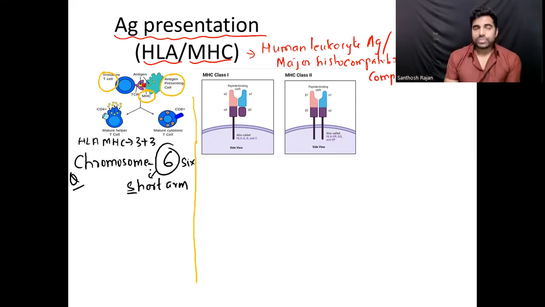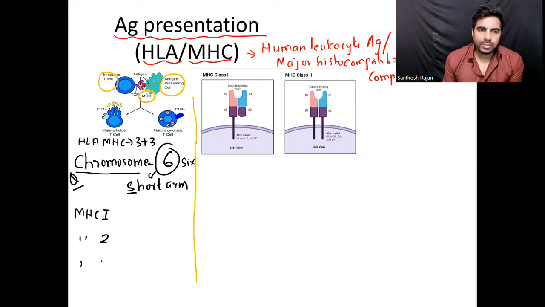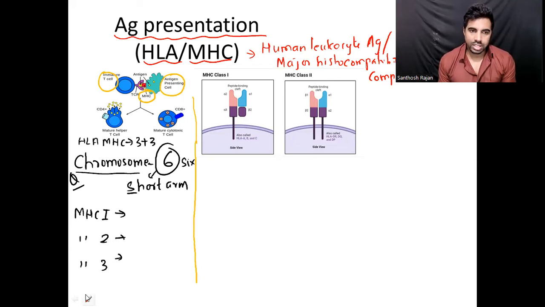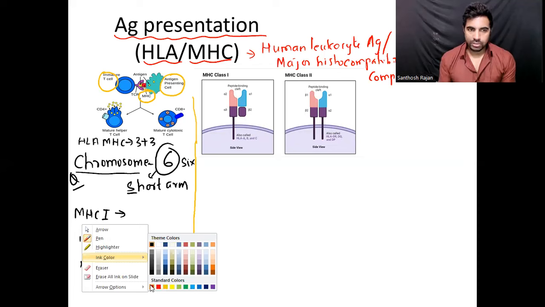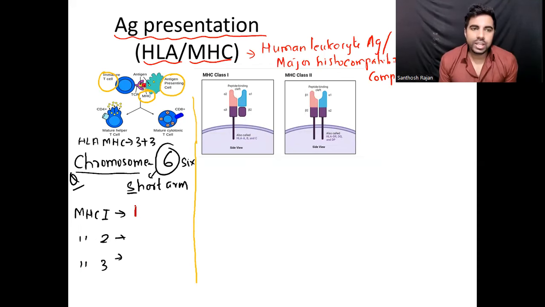In chromosome 6, we have MHC 1, MHC 2, and MHC 3. These are located in different loci. How to remember the loci? For MHC 1, one letter: the loci are simply A, B, C, one letter each. Two should have two letters, so DP, DQ, DR. See, two letters. Here one letter, one for one, two for two. Three should have three letters.